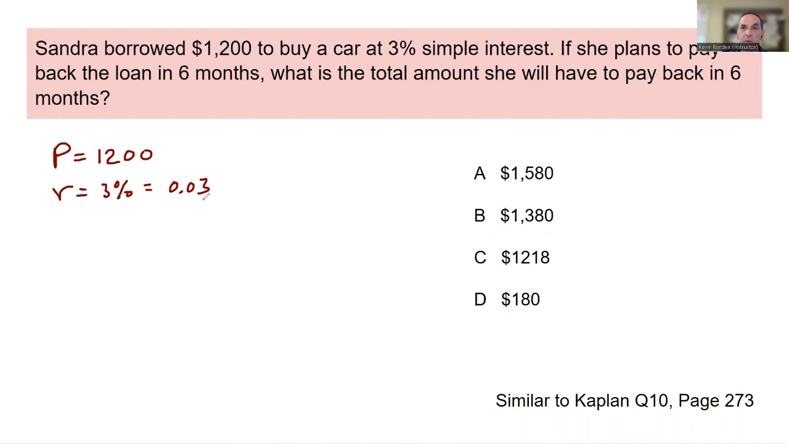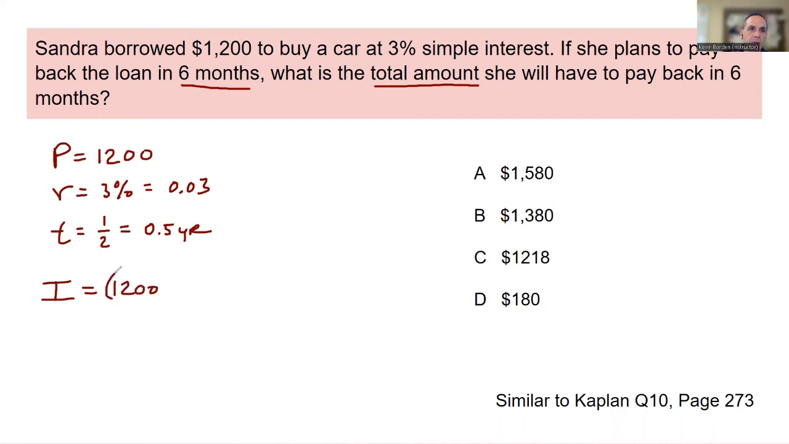It's 0.03. And the time in this case is a little bit tricky. We have to figure out, well, okay, it has to be in years, and they gave us 6 months. 6 months is half a year or 0.5 years. So we want to use 0.5 there. And the total amount, that means we have to take the original 1,200 and add the interest. So let's first figure out the interest.